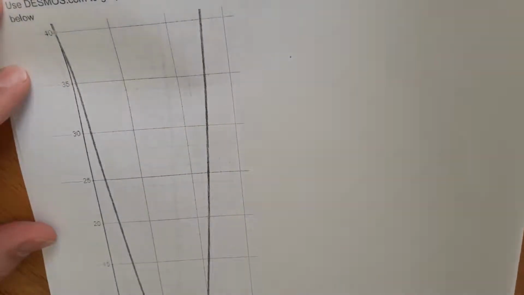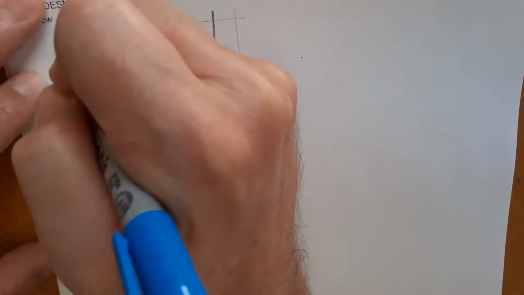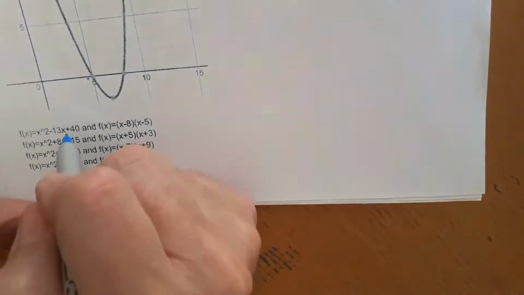I usually don't do this many problems. That's why I'm going even faster. All right, where do we cross the y? We're already up here at 40. So we're looking for a plus 40 down here. Good.